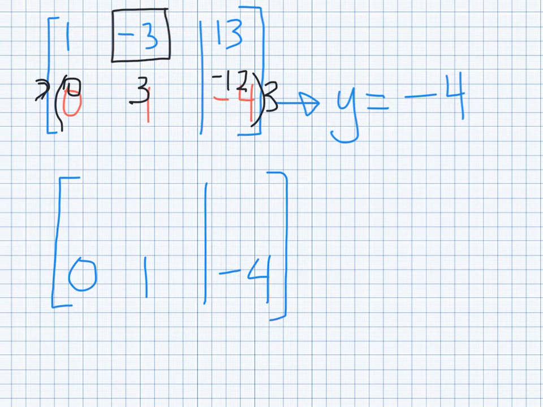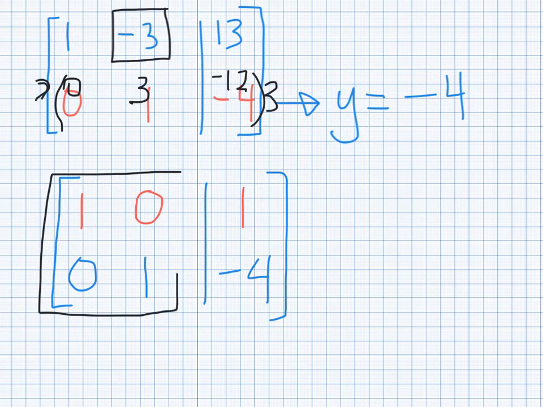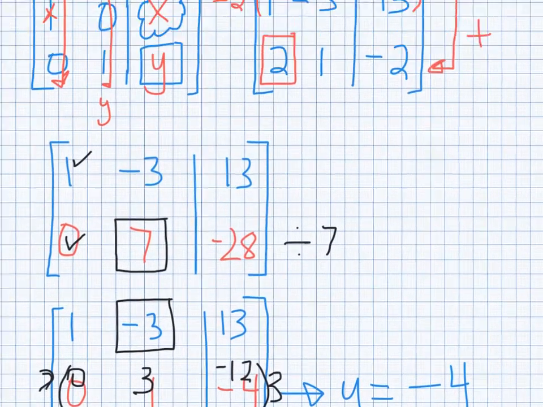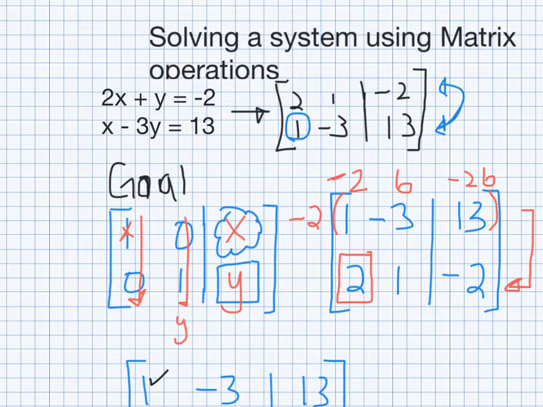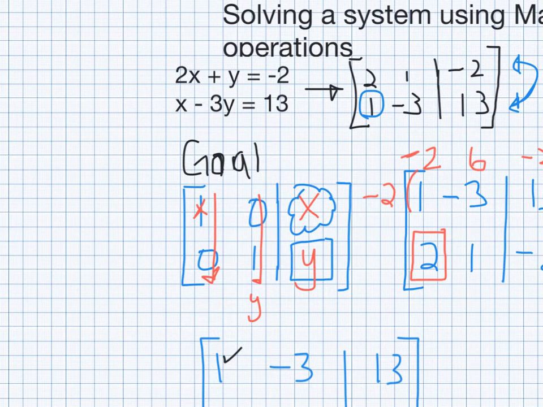And let's see what we get on the top. Starting on the left, 0 plus 1 is 1. 3 plus negative 3 is 0. Negative 12 plus 13 is 1. Okay, fantastic. So here on the left side I have my identity. This is exactly what I want, 1, 0, 0, 1. And here's my answer. My x value is positive 1, and my y value is negative 4. So the solution to this system of equations, way up here, is the coordinate point (1, negative 4).